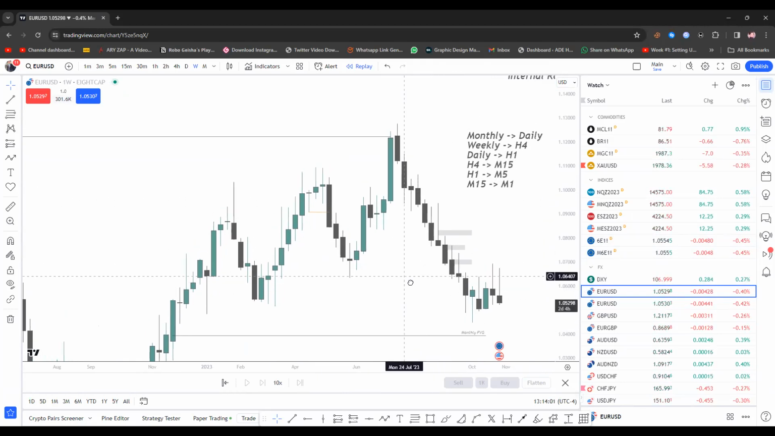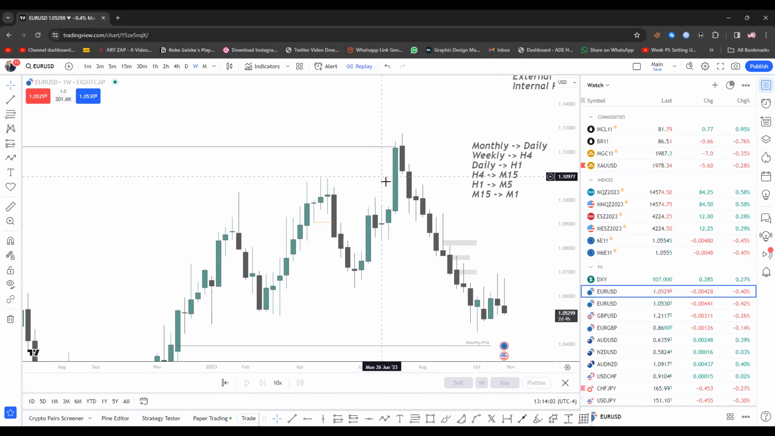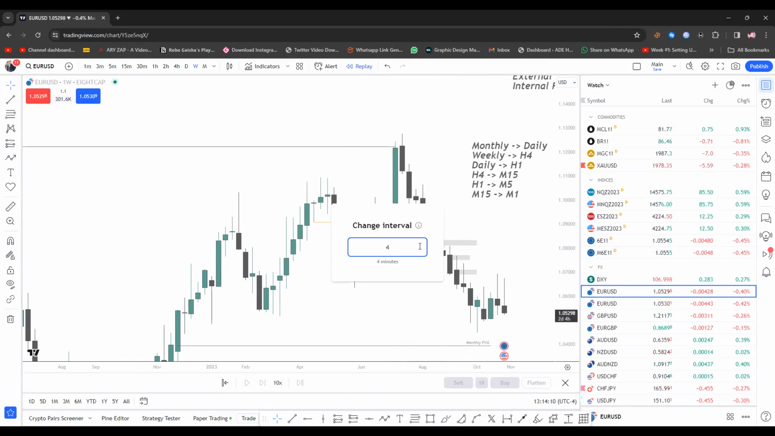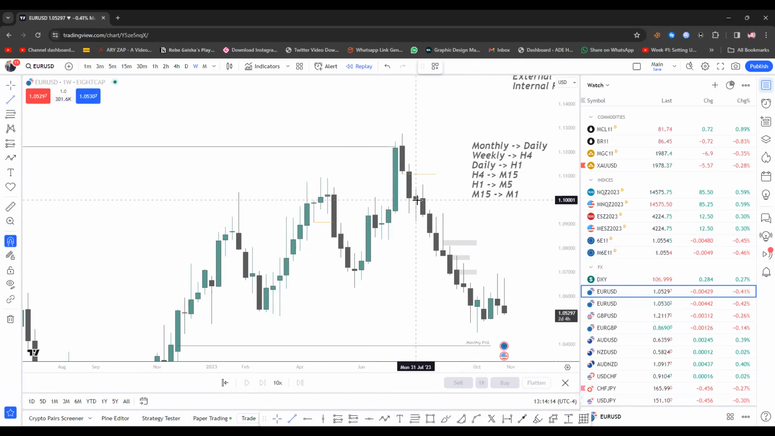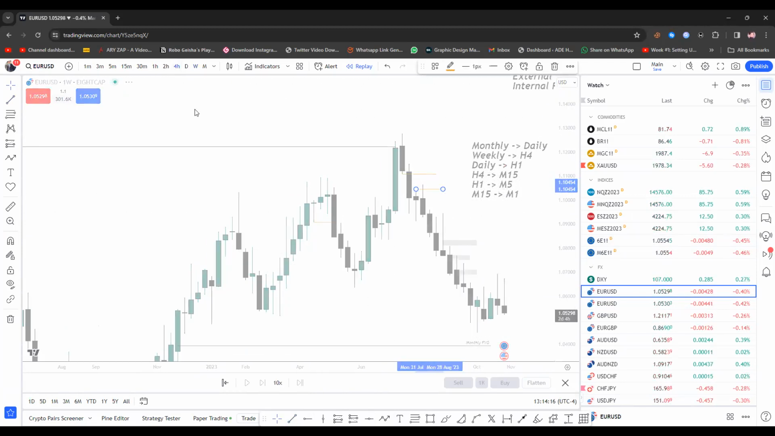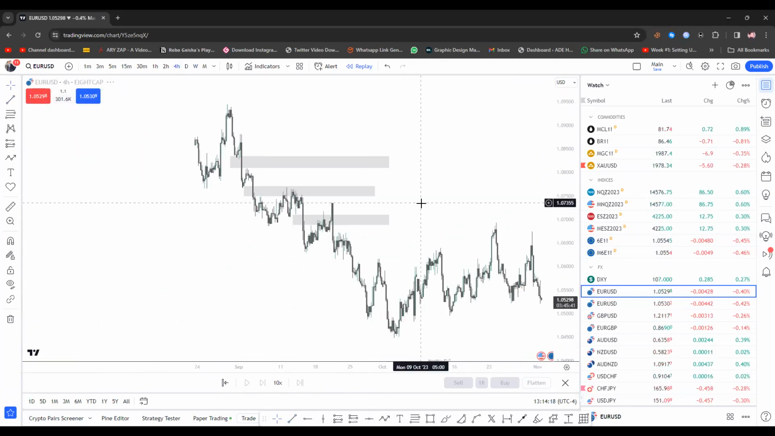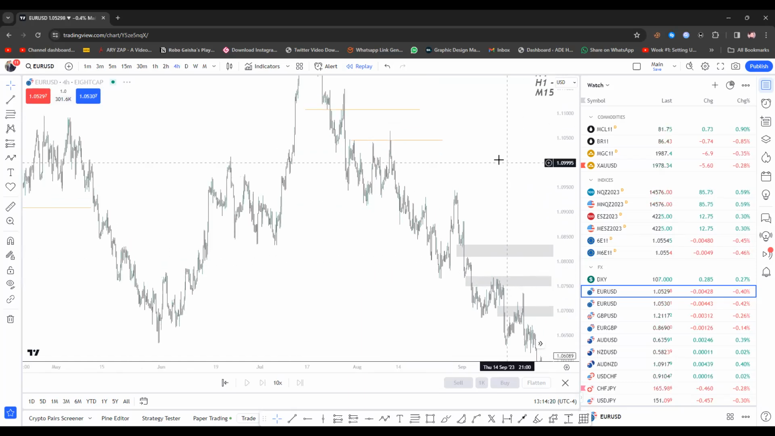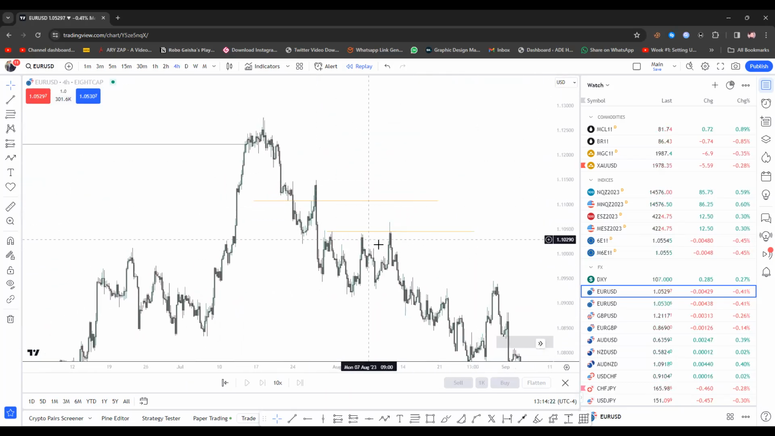Then I mark out the PD arrays on the weekly chart. When price retraces into that, I go into the 4-hour chart and see how the market reacts from it. For example, there is this fair value gap right here. Now I'll go into the 4-hour chart and see how the market reacted from that weekly fair value gap. Have a look at this.